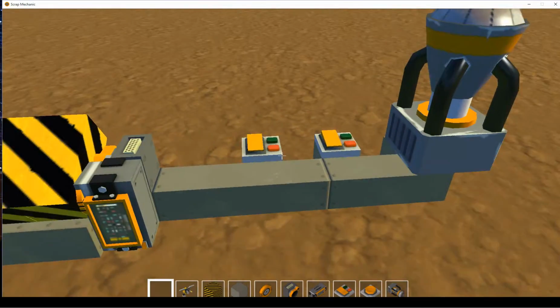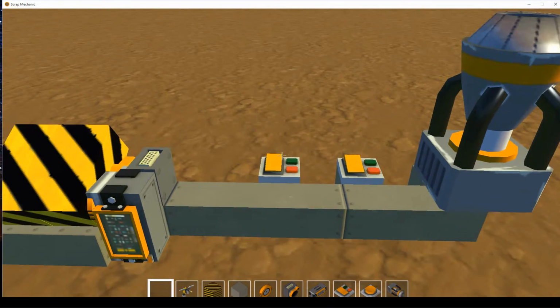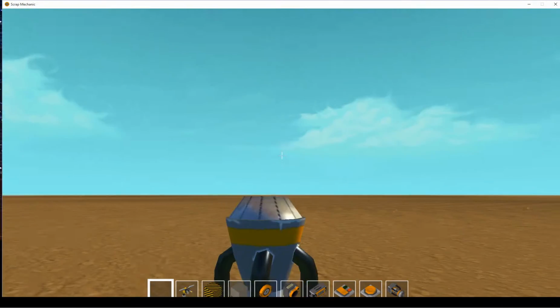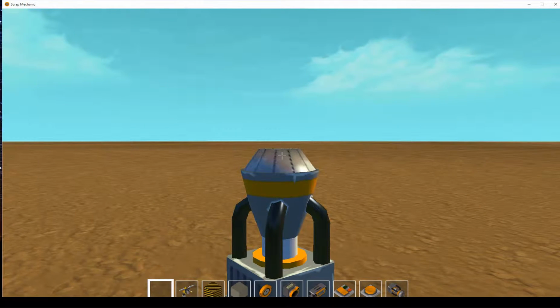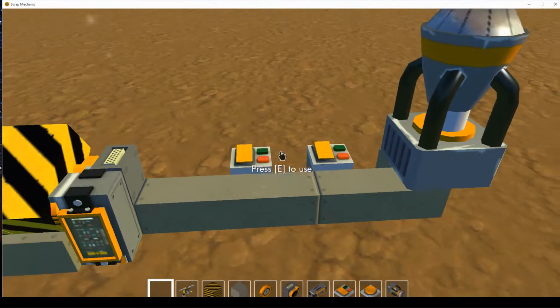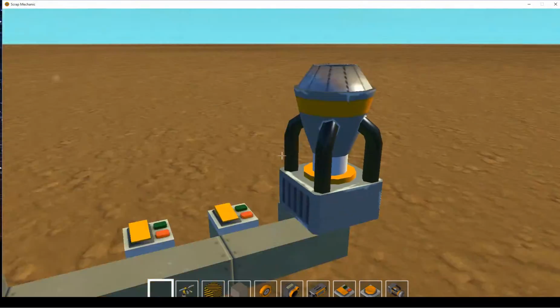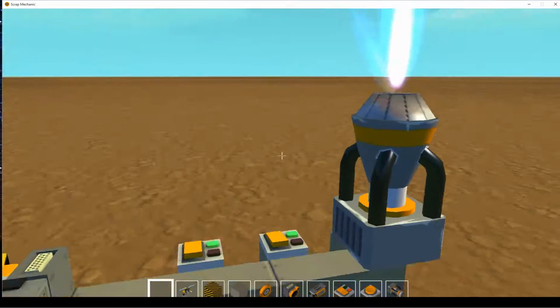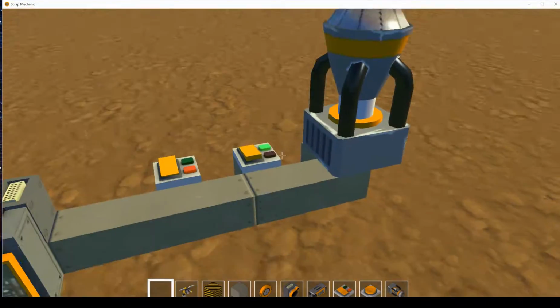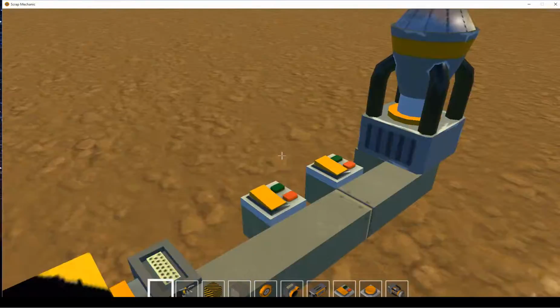I'll show this. So it's an OR gate. The output is only off when both of the inputs are off. These are the inputs, so they're both off, the output's off. If I do any other combination, the output's on.